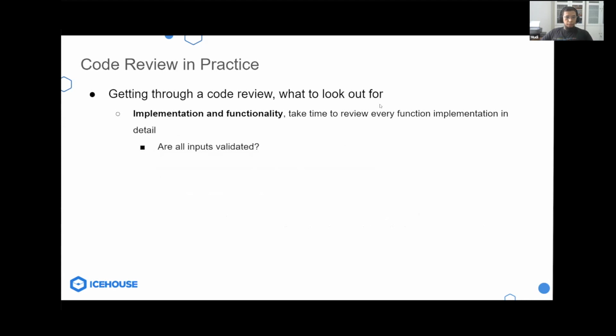Are all inputs validated? This is important if you want the code to be as defensive as possible. Are there any code smells? For example, whether there are any code duplications or high cyclomatic complexity. It's also better to do this automatically with a static code analyzer like SonarQube and have it integrated with the code review process flow.